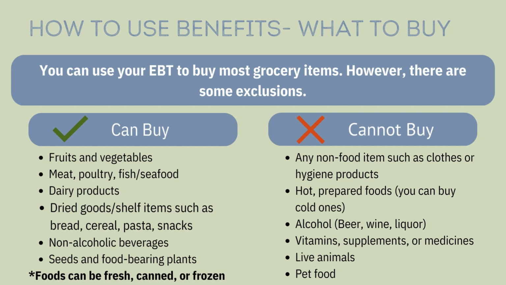Another item that's not eligible is alcohol, vitamins, supplements, or medicines, as well as live animals and pet food. So it's really just food that you would normally buy at the grocery store, excluding hot prepared foods. That's all you can use your card for. But you can always check back to this list to see if you have any questions, or Google it. They have information on the USDA website.